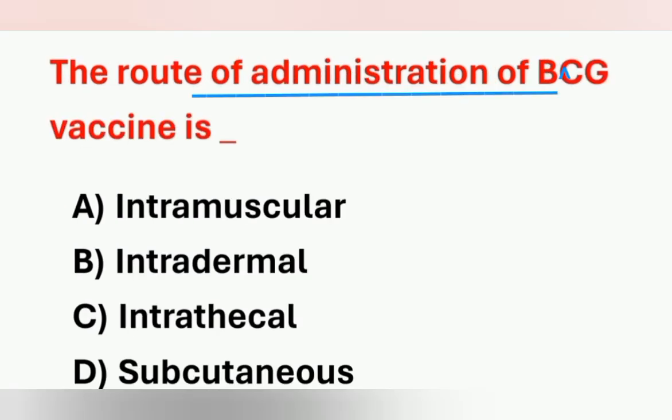The route of administration of BCG vaccine is: option A intramuscular, option B intradermal, option C intrathecal, option D subcutaneous. Route of BCG vaccine.